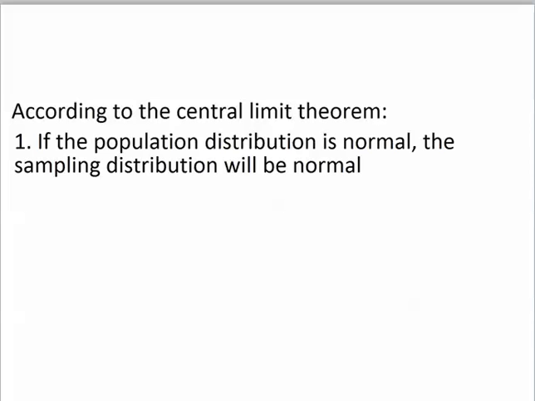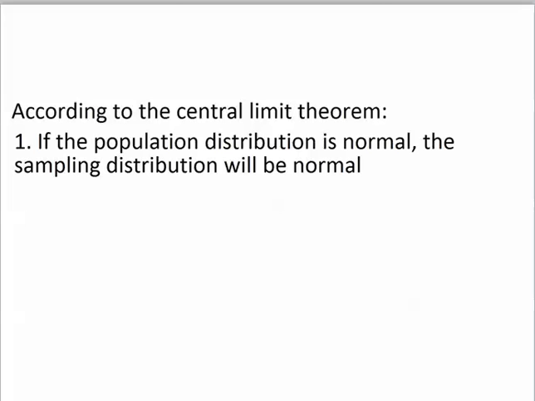First, it says that if the population that's being sampled is normal, the sampling distribution will always be normal. In other words, if you're selecting a sample from a population that follows a normal distribution, then the means of the possible samples that could be selected will always follow a normal distribution.